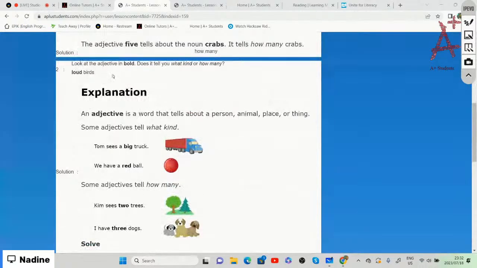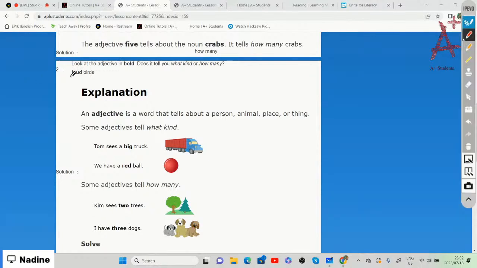Look at the adjective in bold, which is loud. Does it tell us what kind or does it tell us how many? Loud birds. All right, so loud birds. It tells us what kind of birds. So what kind of birds? The loud birds.